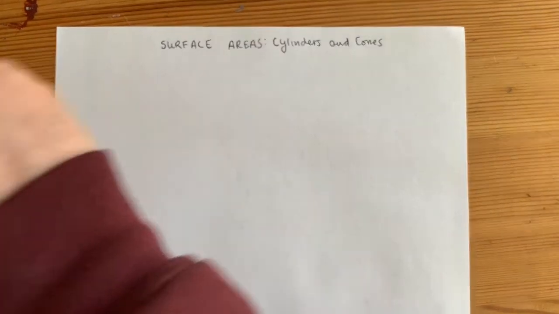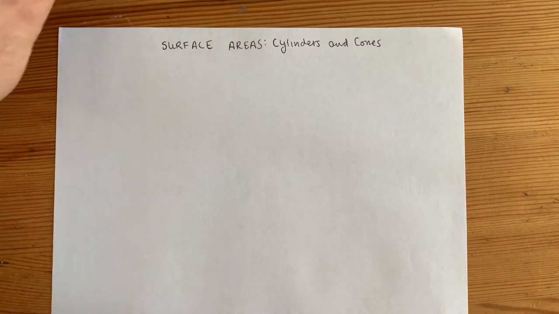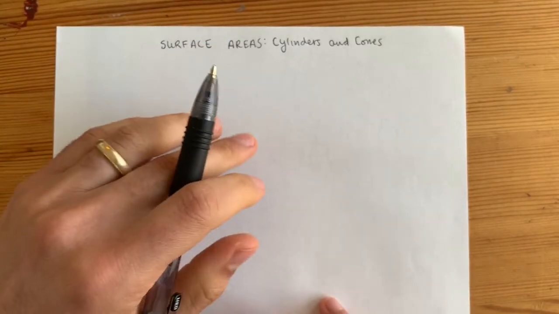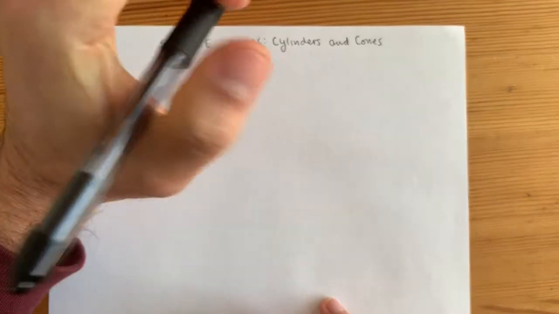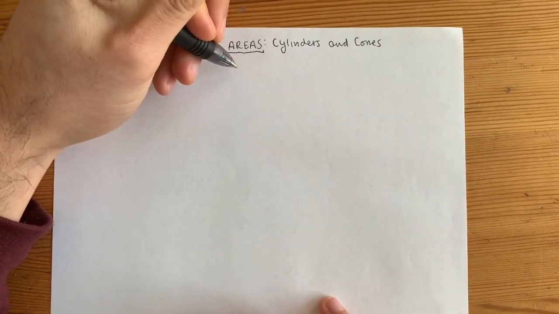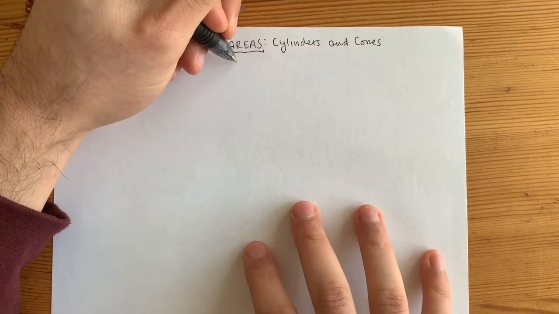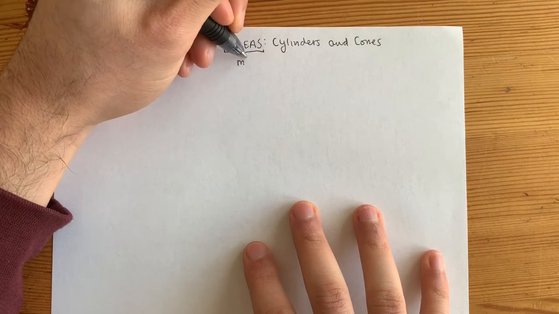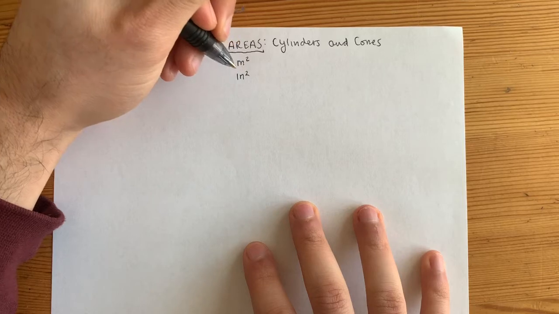Okay, today's lesson is on surface areas of two specific shapes, cylinders and cones. So we've done surface area before. Surface area is, well, I should first say area. We know that for area, when you're finding a flat surface, you'd be finding the space the shape takes up, in units like meters squared or inches squared.